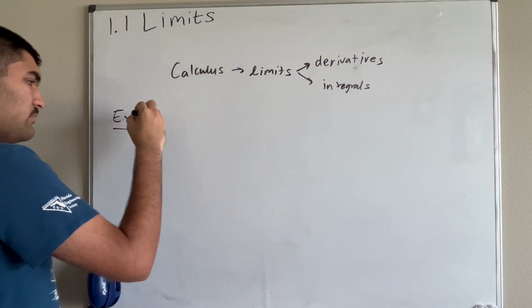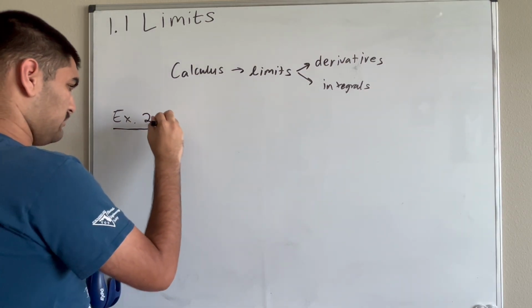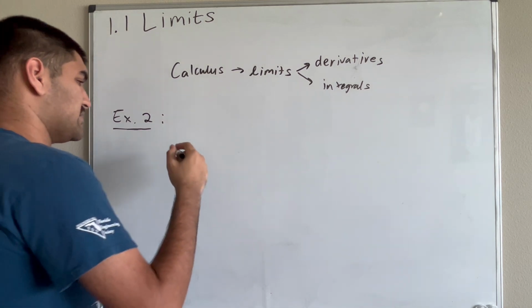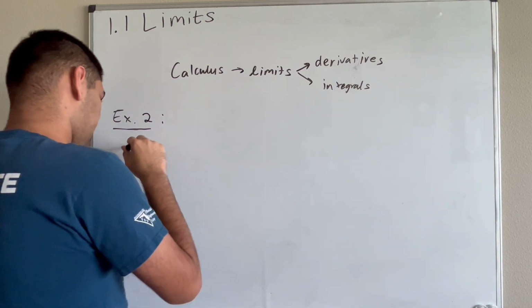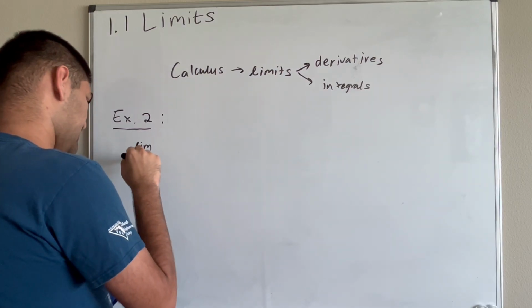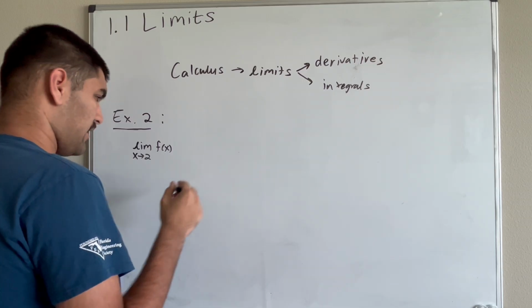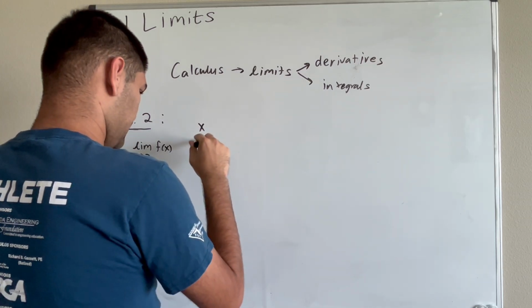There's also another way that we can evaluate limits. That is, we can evaluate limits if we're given a table. So for example, if we want to find the limit as x approaches 2 of f of x, right? And we're given the following table.